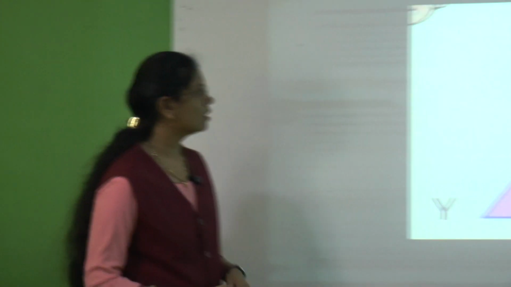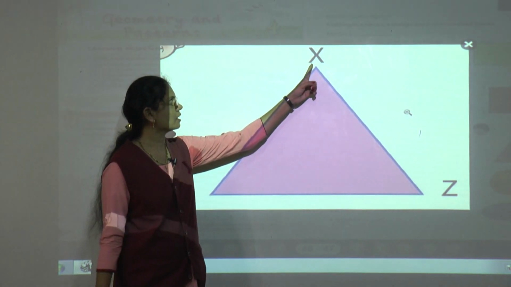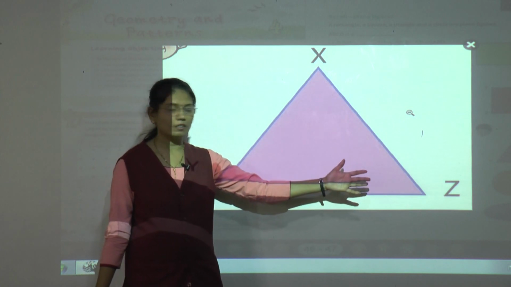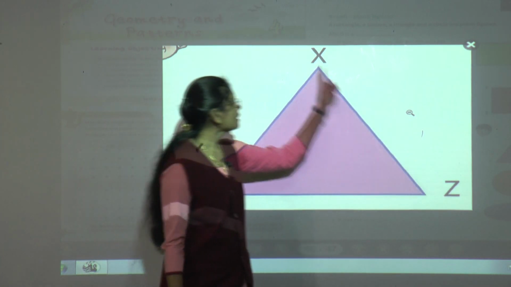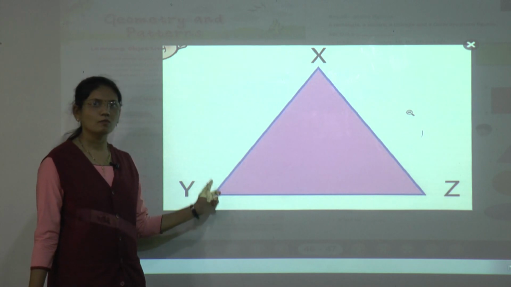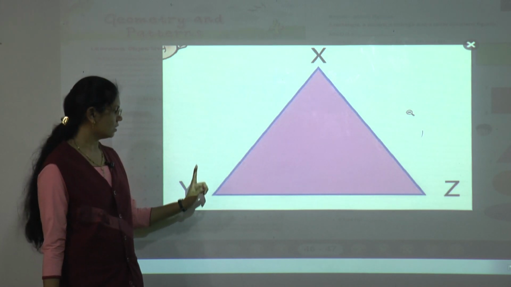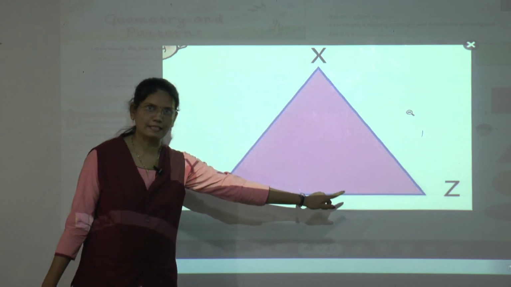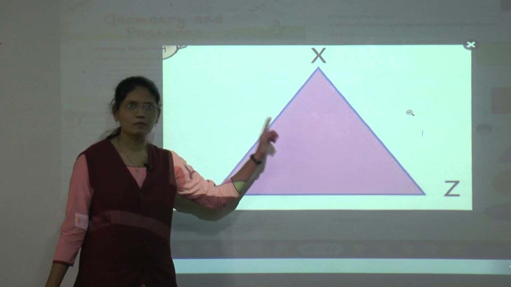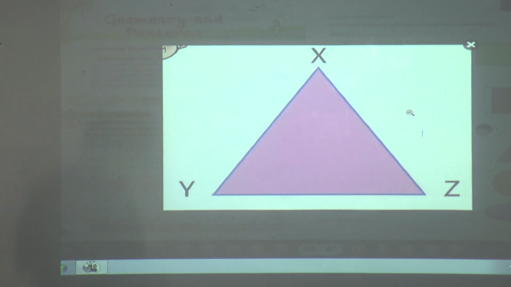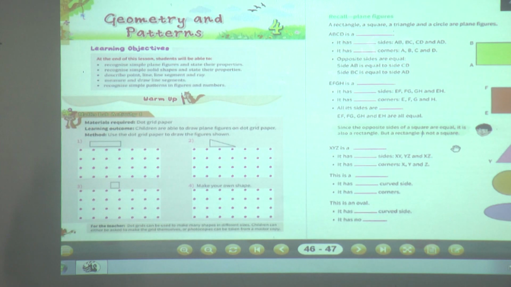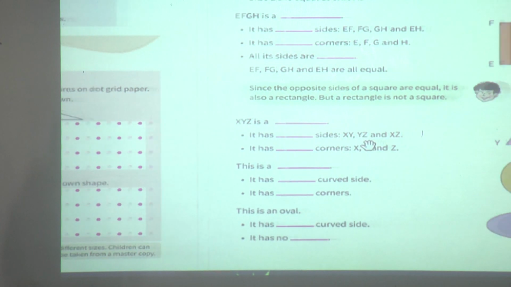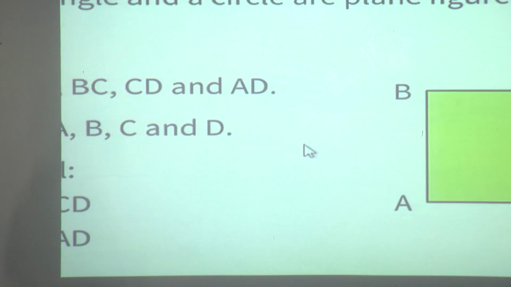Now look at the board. What is the name of this triangle? Triangle XYZ. Or else you can read it like this also, triangle ZXY. Or one more way to read the name of the triangle, triangle YXZ. In this way also you can read the name of the triangle. Now see in your textbook, XYZ is a triangle.